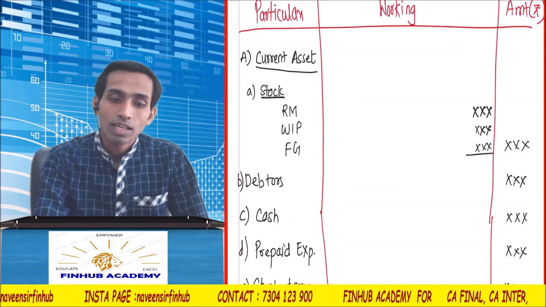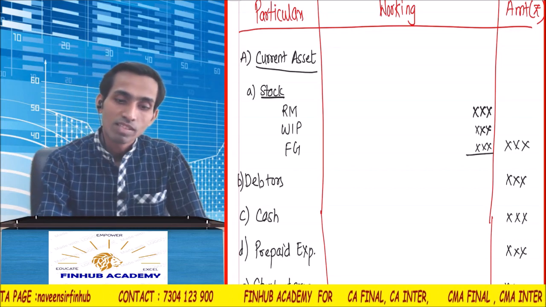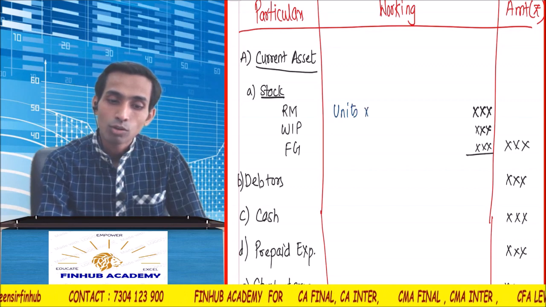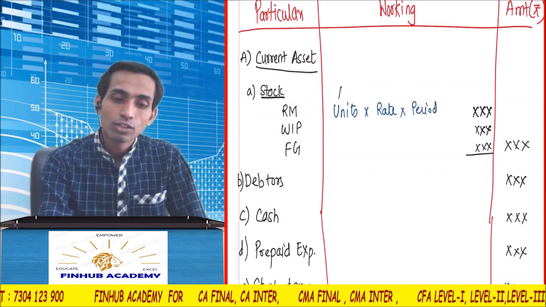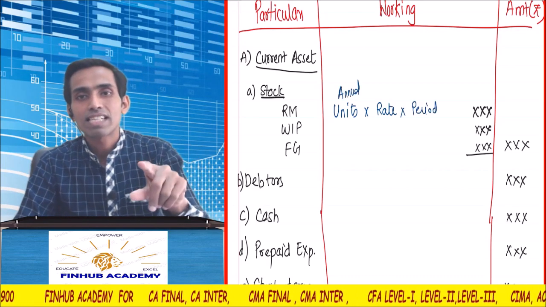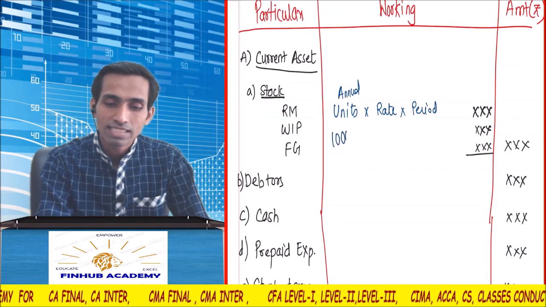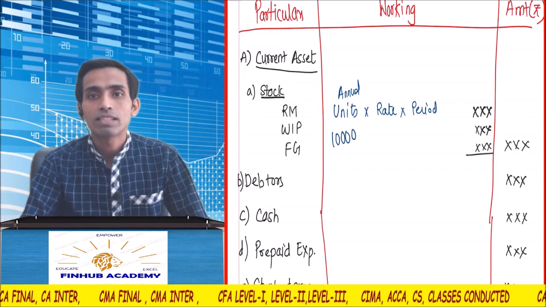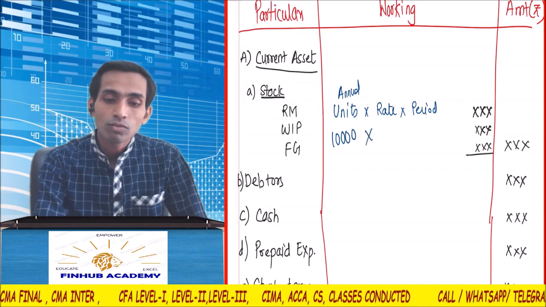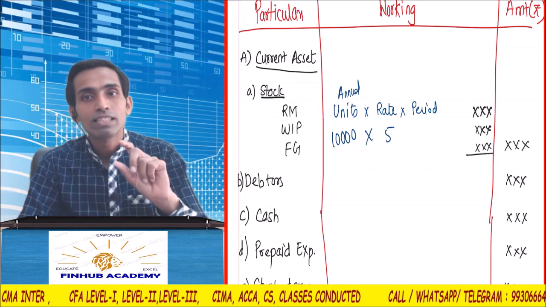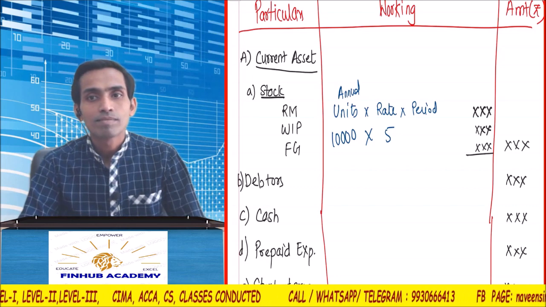Listen carefully. The student who doesn't understand all these things now will have a problem. Units given, multiplied by the raw material rate given, and that is multiplied by the period. Now understand, this is annual units. Annually, I require 10,000 units of raw material. Multiplied by the rate of raw material, which is 5, annually 10,000 into 5, I require raw material of 50,000. Correct, guys? Any doubt in this?